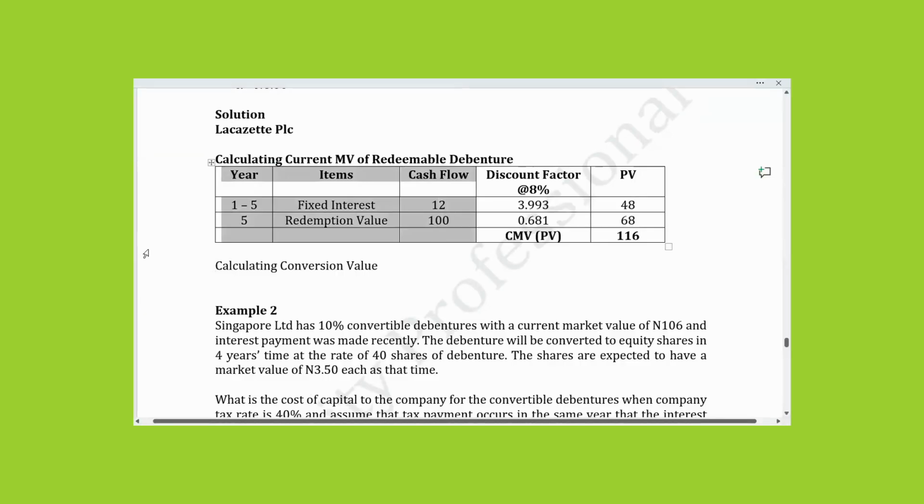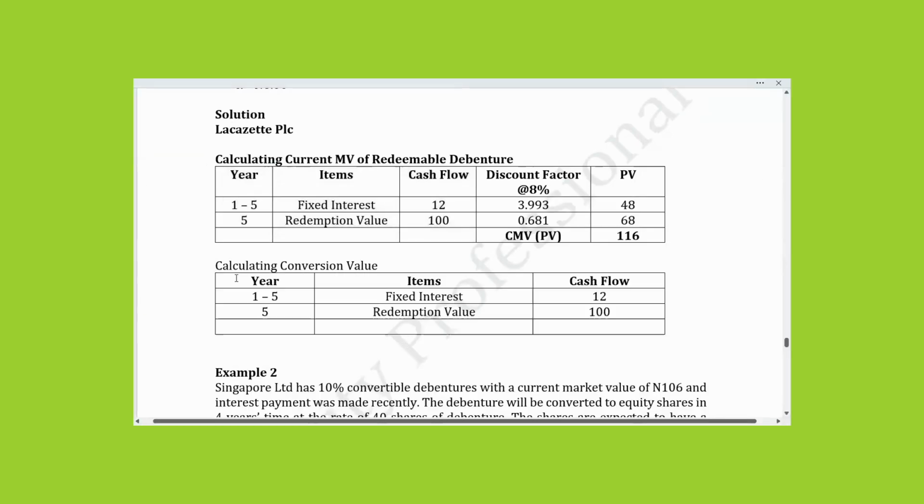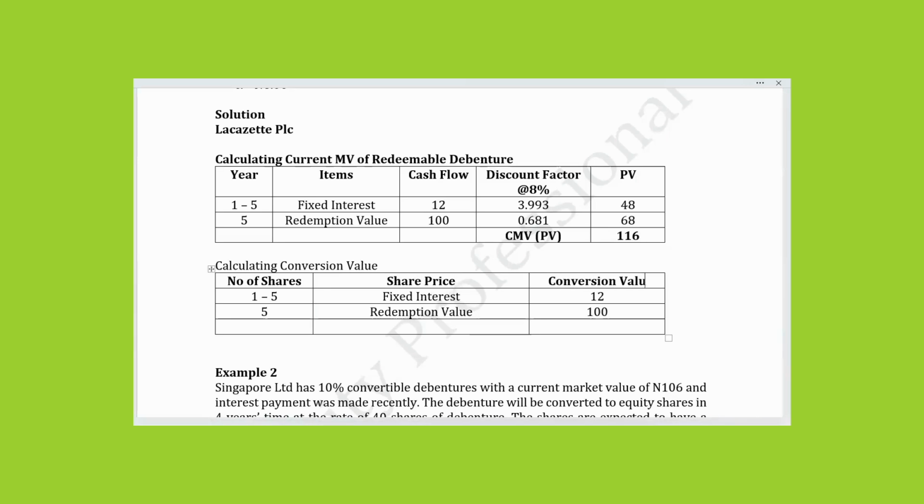Let me copy and paste it there. All right. So here will be number of shares. That's the number of shares you want to convert to. Then the share price. Then the conversion value.